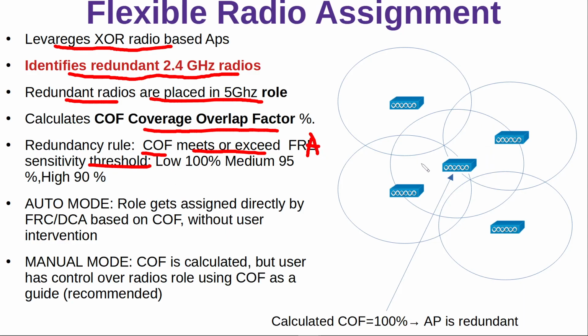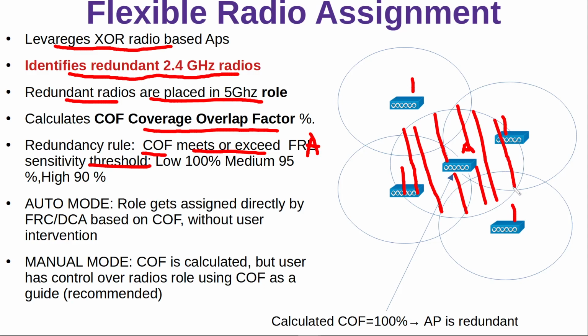So we have this example. For instance, we have 5 access points, and let's say that access point A is having this coverage. Notice that these other access points will actually provide the same coverage that access point A provides. So in this case, flexible radio assignment will surely calculate a COF of 100. So this means that access point A is redundant. You don't really need it to be providing this coverage.